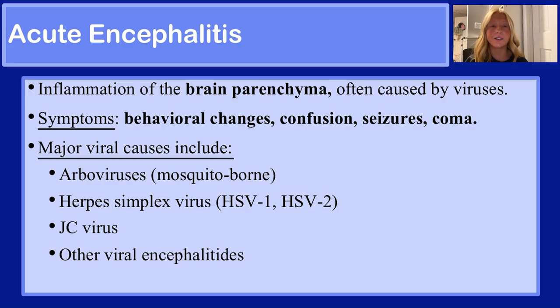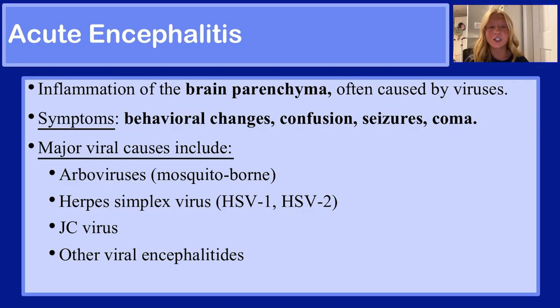So now I'm going to talk about acute encephalitis. So acute encephalitis arises from a viral infection following mosquito bites or reactivation of latent viruses, and because the brain tissue is directly involved, symptoms can be severe, including altered consciousness or seizures.